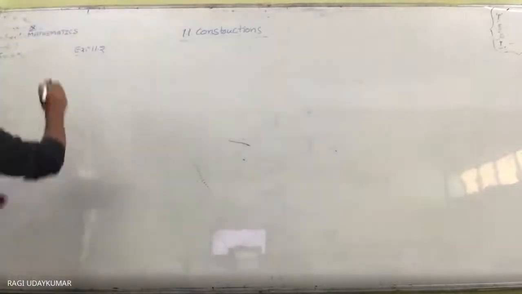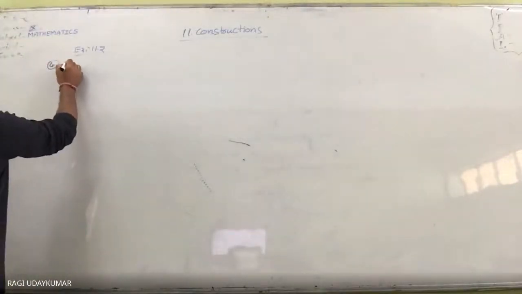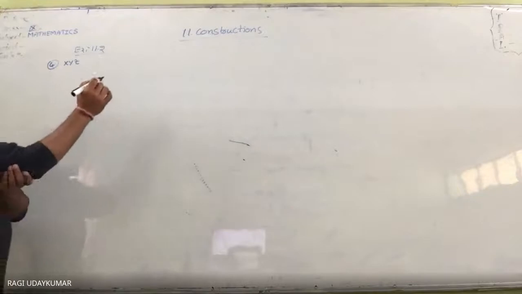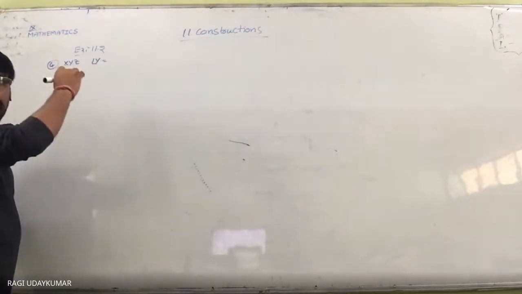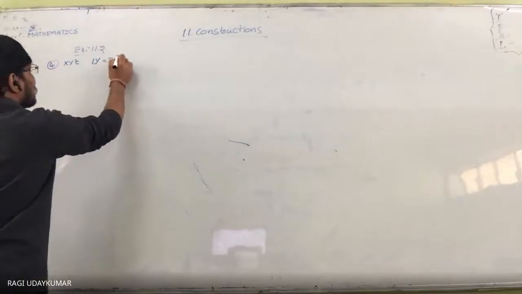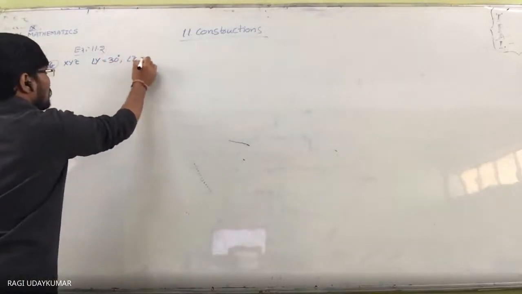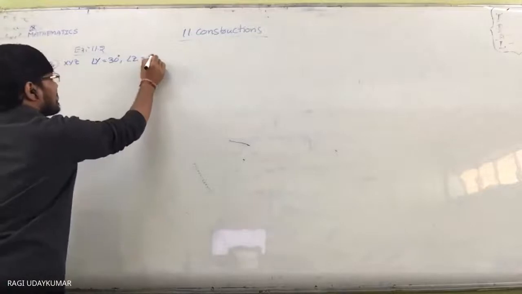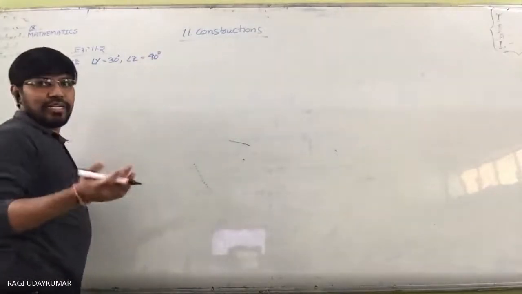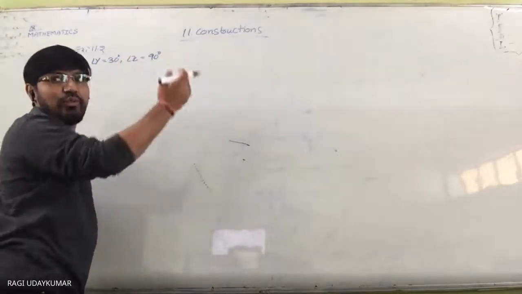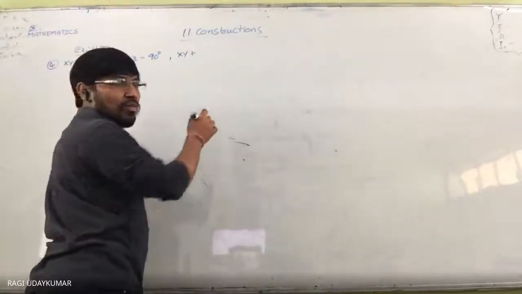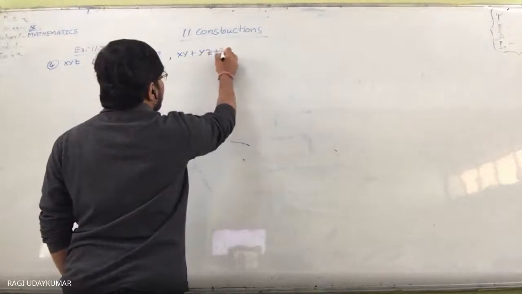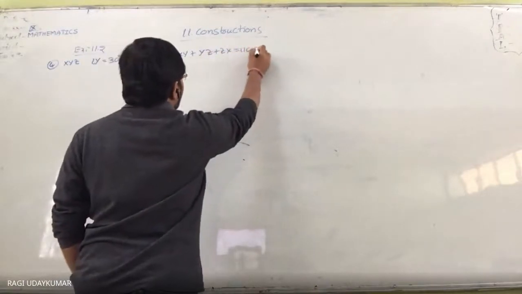Question number 4. Construct the triangle XYZ, given that angle Y is equal to 30 degrees, angle Z is equal to 90 degrees. Y and Z are the base angles, X is on top, and it is given that XY plus YZ plus ZX is equal to 11 centimeters.